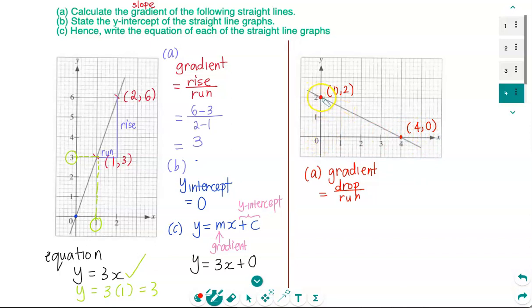And you can see that from the first point to the second point, it dropped, right? So we will draw the gradient triangle from here. So it's a drop, and this is the run. Okay, so let me look at this again. This is a drop, and this is a run.